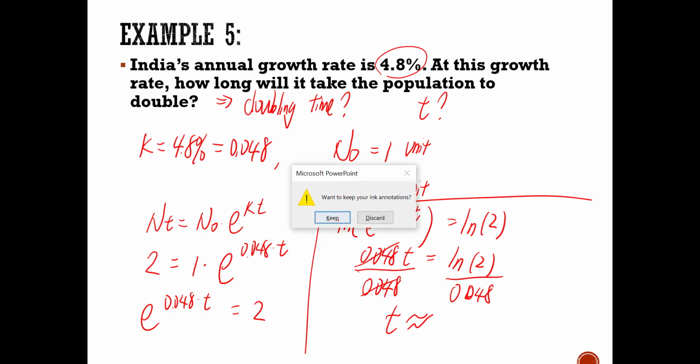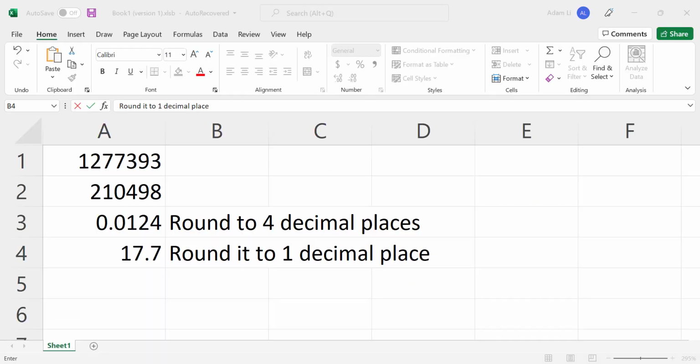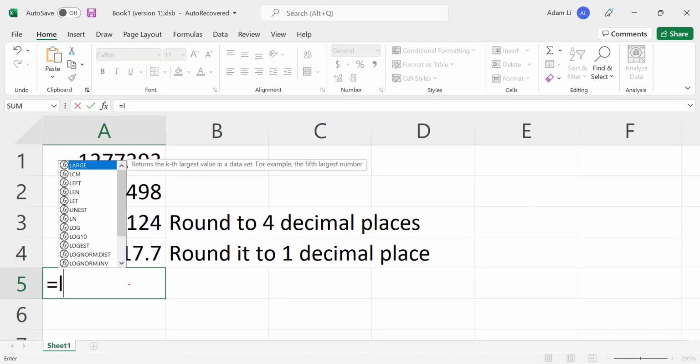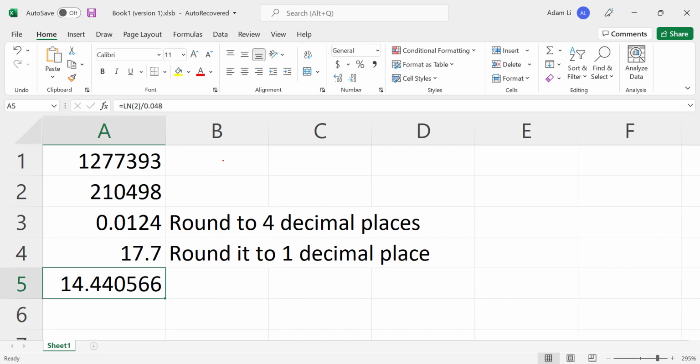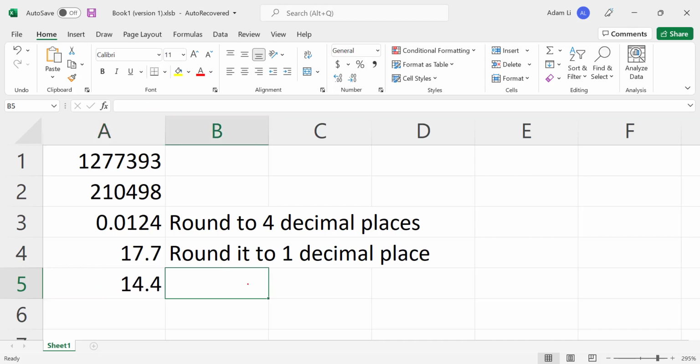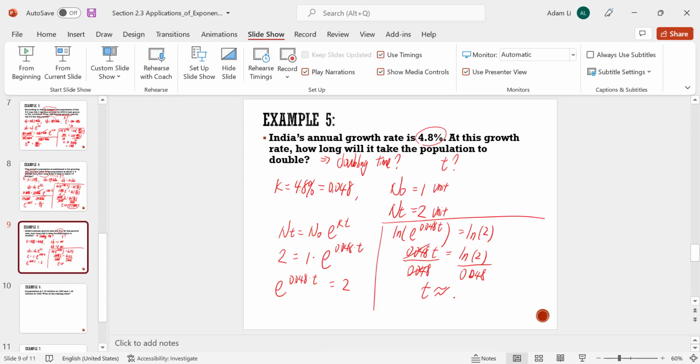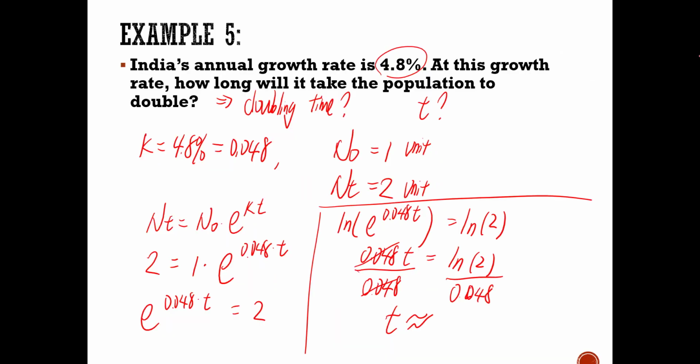Alright, so it turned out to be 14.4 years. So 14.4 years, that's what it takes for India to double the population. 14.4 years. And this is a very typical doubling time problem.